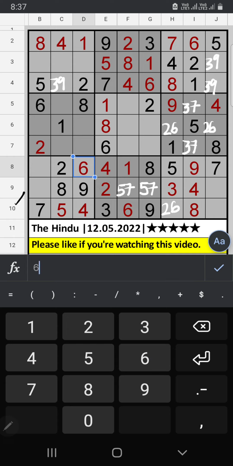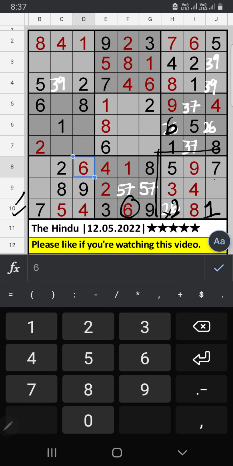10th row, we have 6. So 6 is confirmed in this cell. 6 is confirmed here. Then 2 is here. 10th row, only 1 number is remaining. 1 is confirmed here.